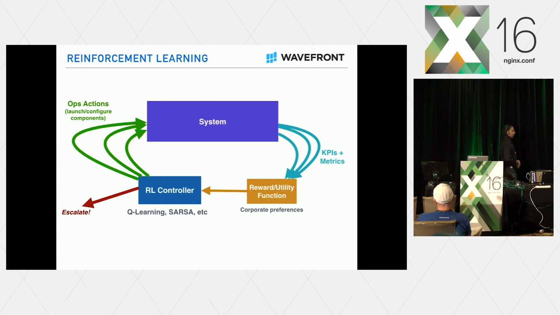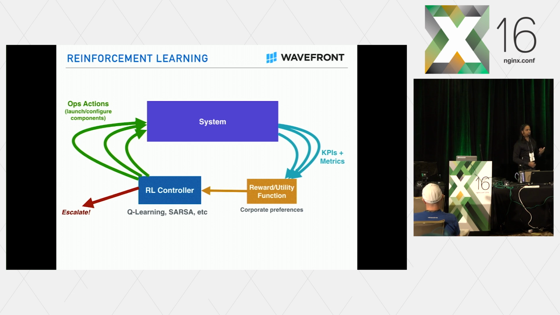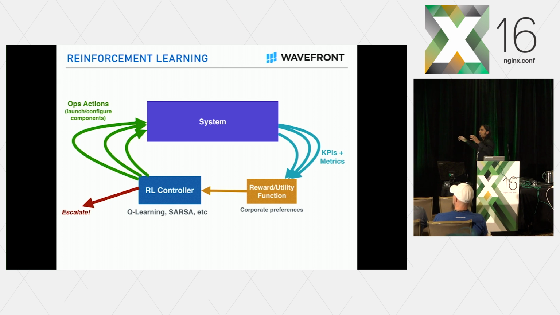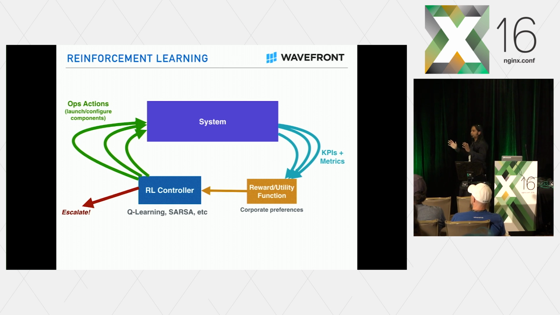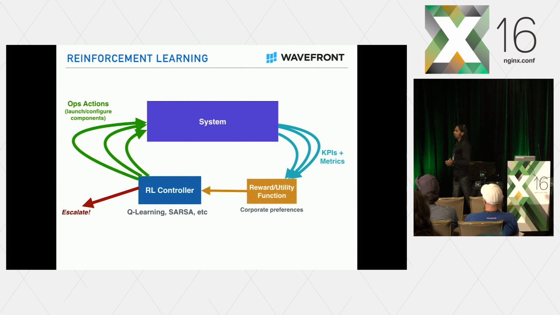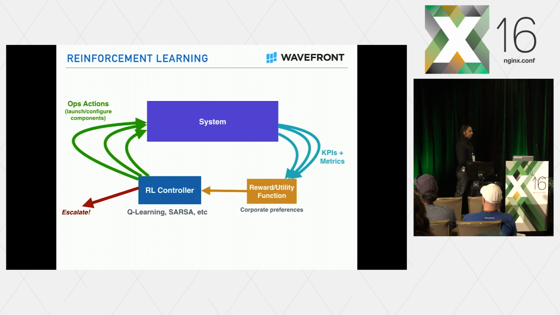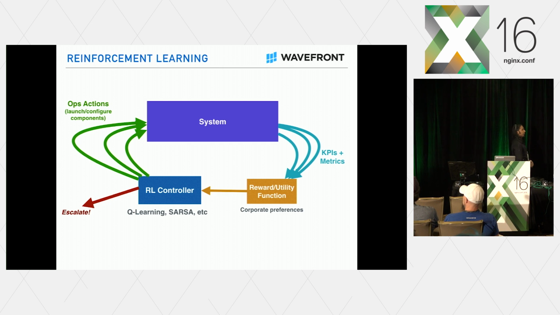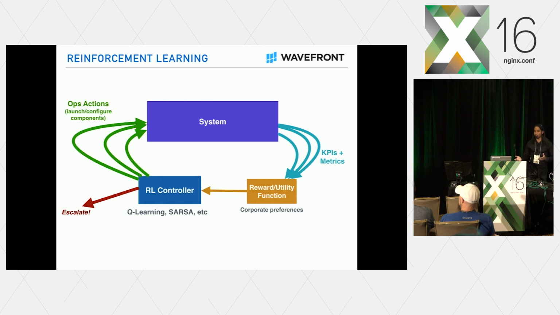There are things like failing over and replacing nodes and changing memory configurations. The controller could work with a fitness function or utility function or reward function that takes all the KPIs and metrics and defines what you're trying to optimize here based on your own corporate preferences. Maybe you want to balance cost versus customer experience in one way on a certain day and differently on a different day. And the software would figure out how to take the right actions to optimize that function for you. And obviously, if it didn't work out, it would escalate to someone else.